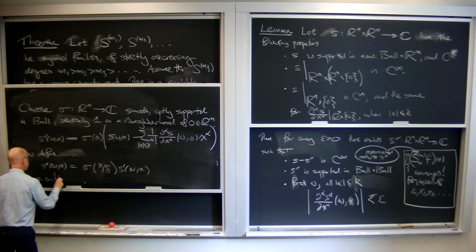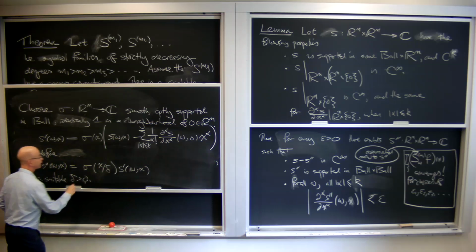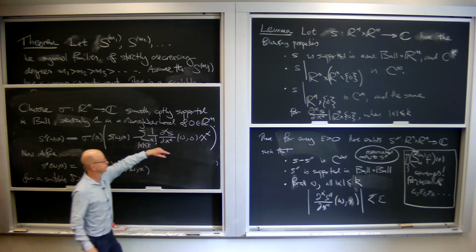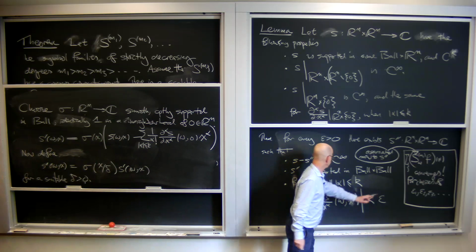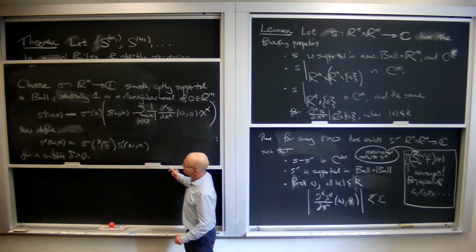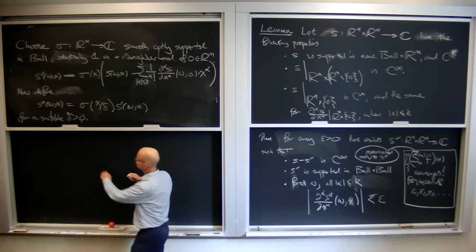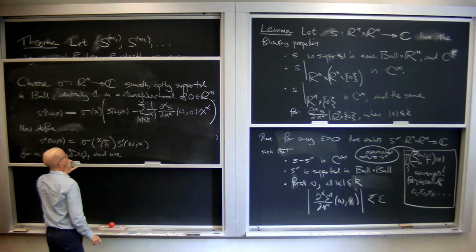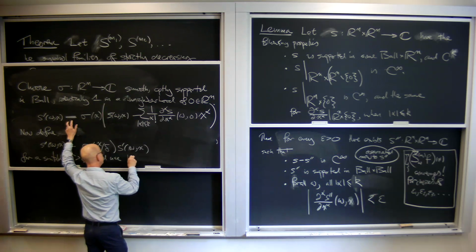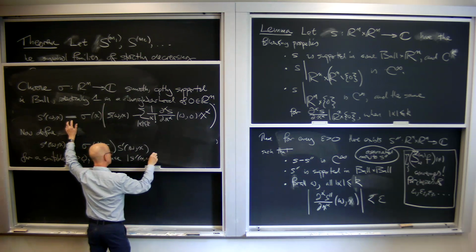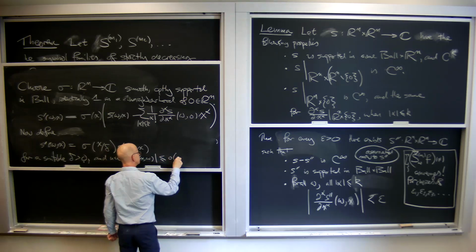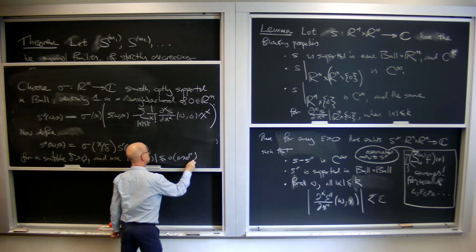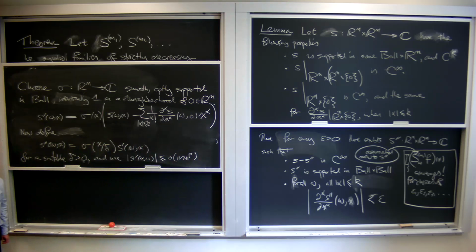For some suitable delta, much, much smaller than the epsilon that's given to us on the previous board. So what we can say about this function S prime is that it's little o of x to the p. It is bounded, not just bounded by a constant times the norm of x to the p as x goes to 0, x to the k, excuse me.